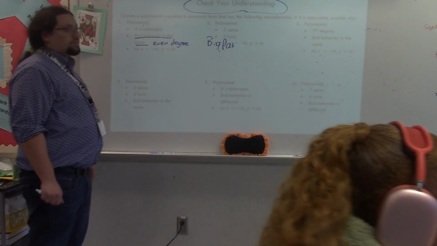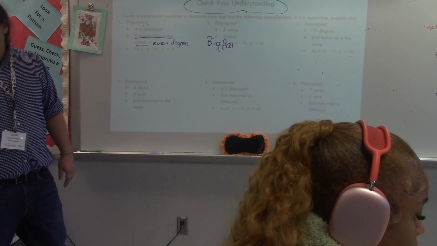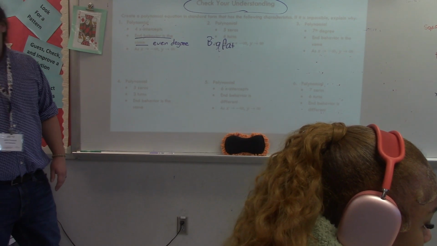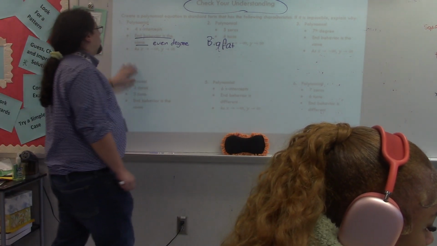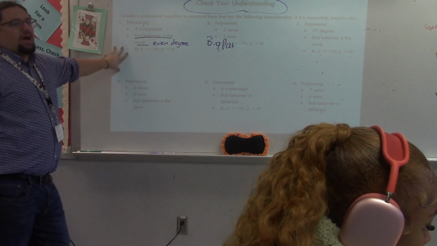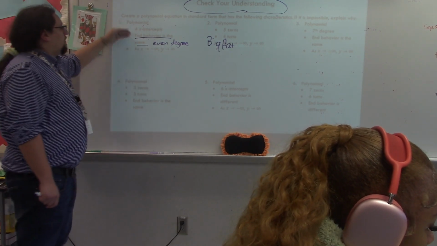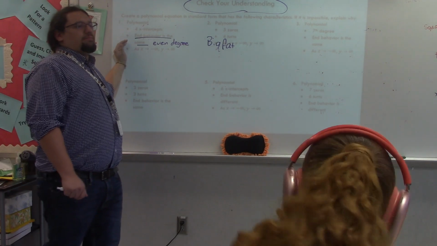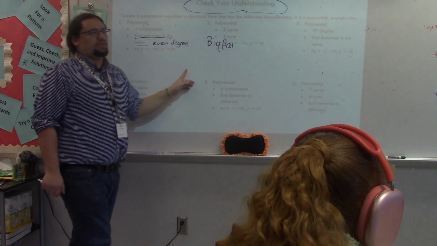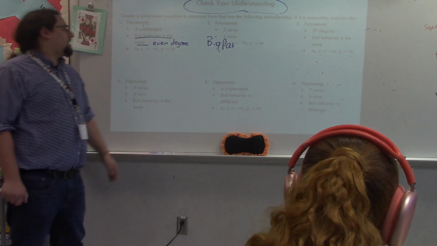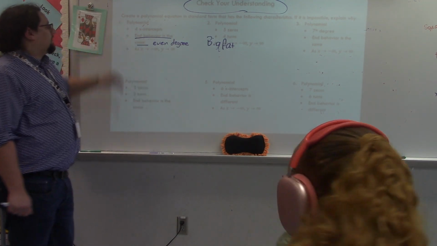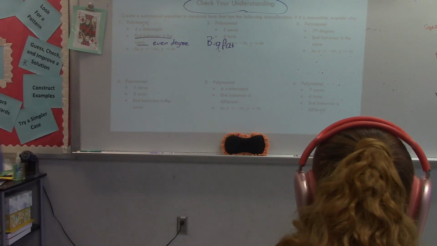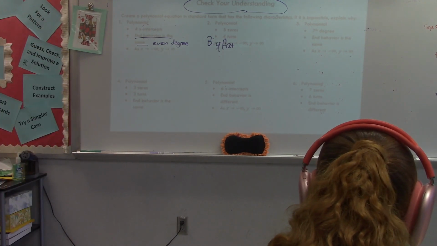So, mathematic task at the back. Check your understanding at the very top. Here, where we left off, Ms. Kenny was talking about how when the end behavior is the same, what do we know about the degree? It's going to be an even degree, yes. Now, how many x-intercepts do we need? Four.